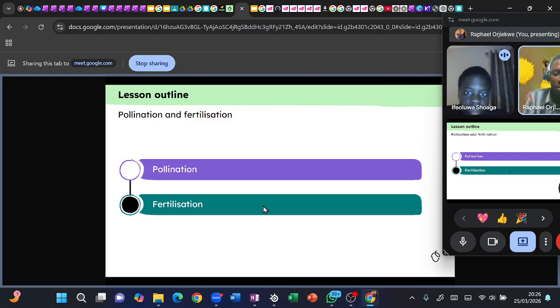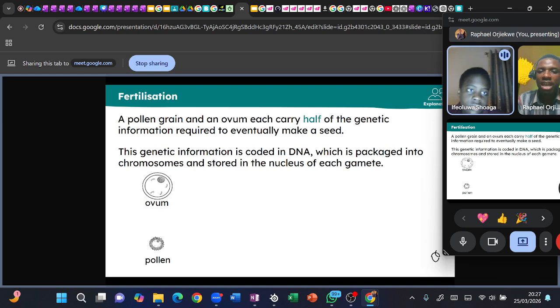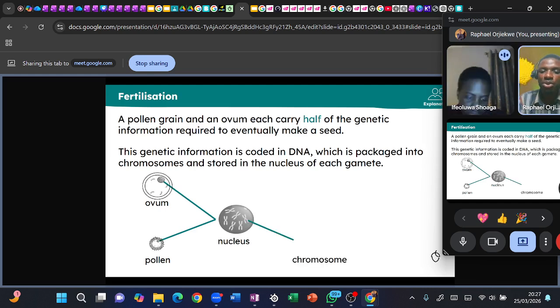Okay, so we have the next one. A pollen grain and an ovum each carry half the genetic information required to make a seed. So when they combine, they form something. Let's find out what they form. They end up forming a nucleus. But it does not end there. It needs to reproduce and become something. So you see inside the nucleus there's a chromosome.